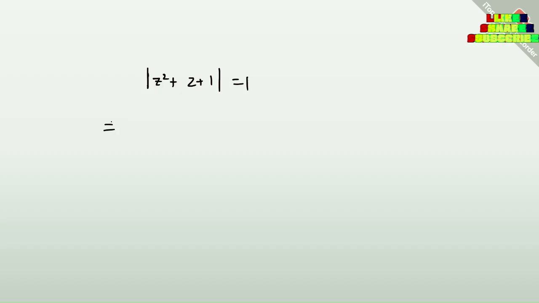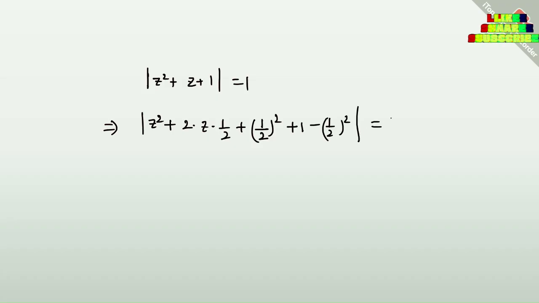We can rewrite this as mod of Z square plus 2 times Z into half plus 1 over 2 whole square plus 1 minus 1 over 2 whole square. What we have done here, we have added 1 over 2 square and subtracted 1 over 2 square so that the given quantity becomes perfect square. So this is Z plus 1 over 2 whole square plus this is 1 minus 1 over 4, that is 3 over 4 is equal to 1.